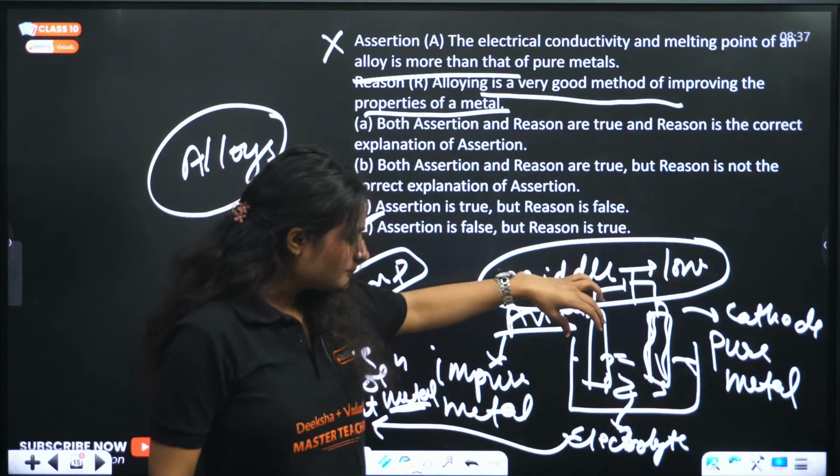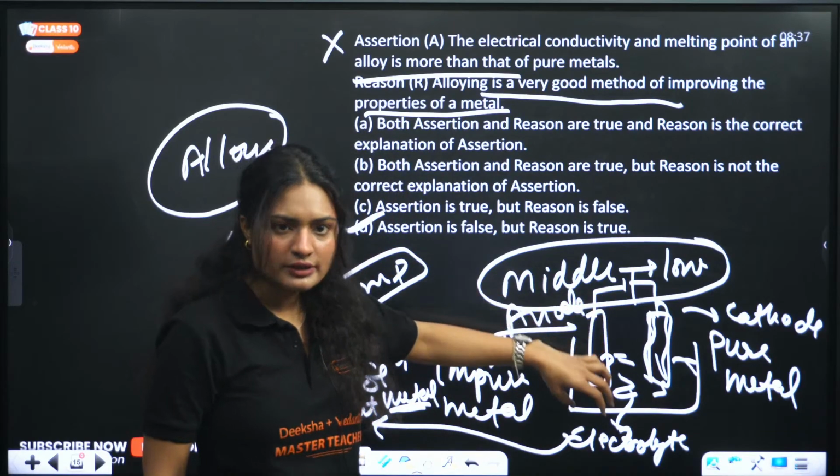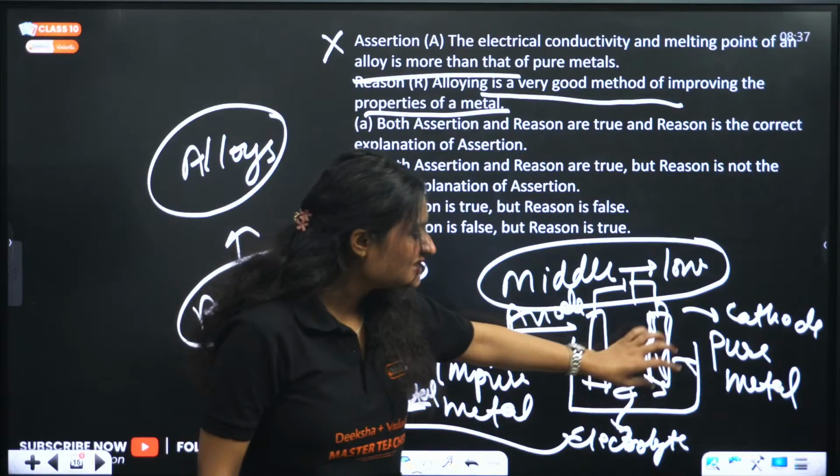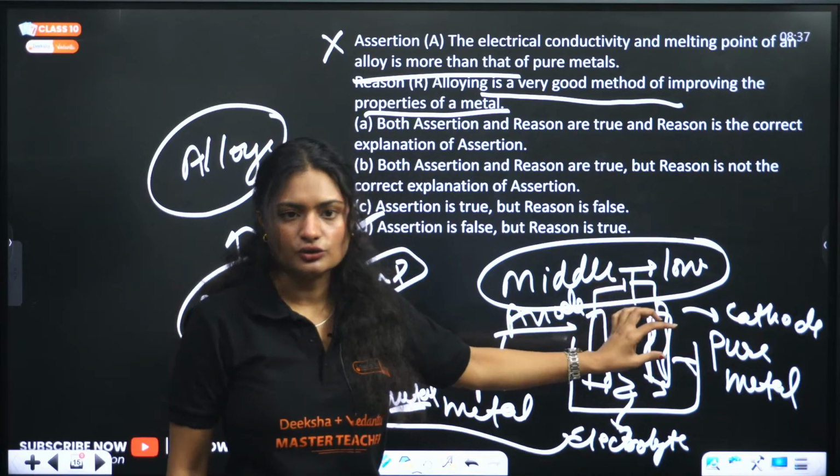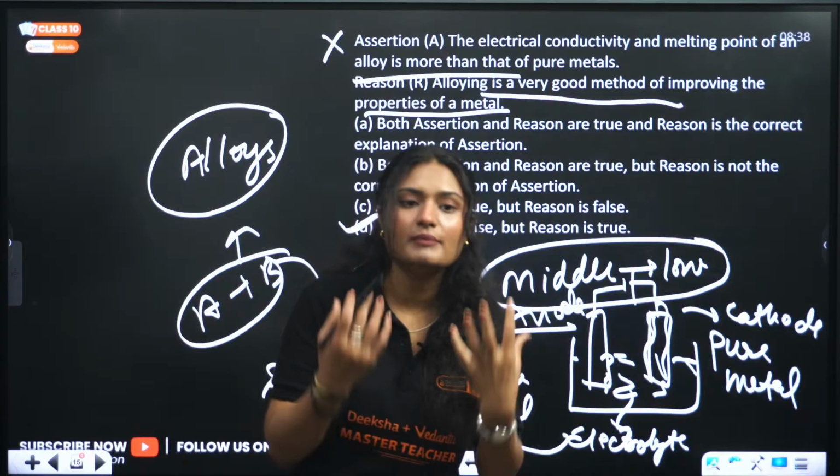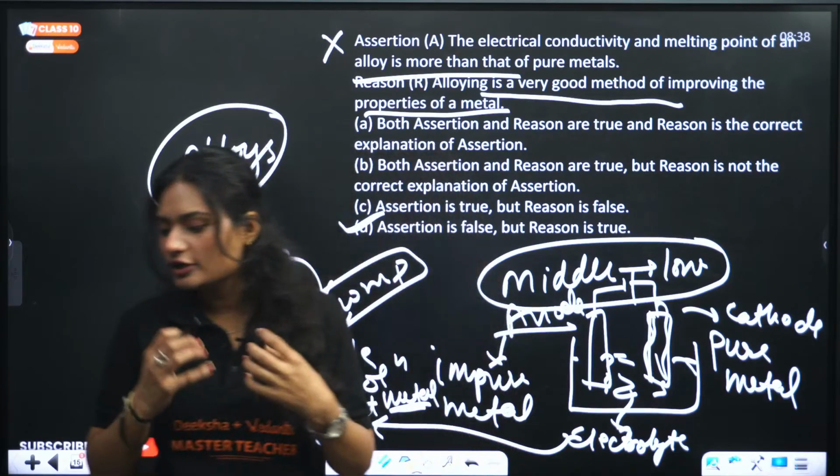Whatever the quantity of anode that broke down, that equivalent quantity will deposit on the cathode, right? And that's how you get your pure metal.